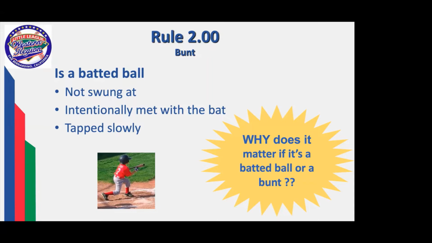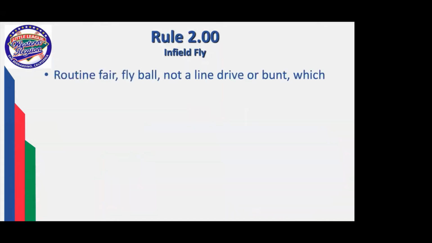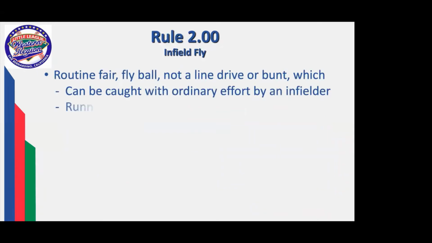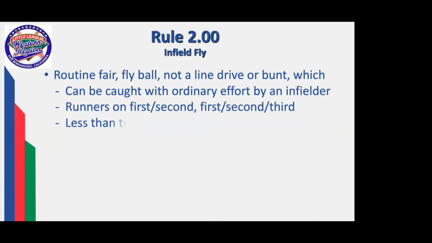So a bunt which goes foul on the 3rd strike is going to be an out. Also, we're worried about whether or not a bunt which goes 30 feet in the air and can be easily caught by an infielder, is that going to be an infield fly? Well, by definition of our infield fly, we know that it's not going to be a line drive or a bunt to be classified as an infield fly. Ordinary effort by an infielder or any player who is close enough to be judged to be near the infield.